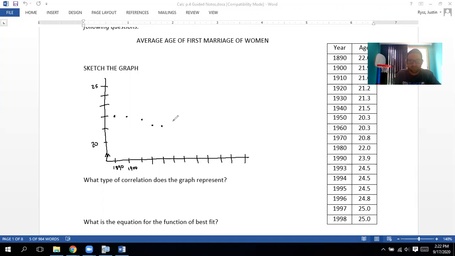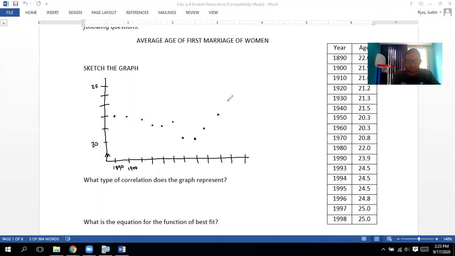21.5, 20.3. Oh, what happened there in the 50s, 60s? 20.3. Baby boomers. Okay, boomer. Is that the thing kids do nowadays? 18. Okay, then we go up to 22.